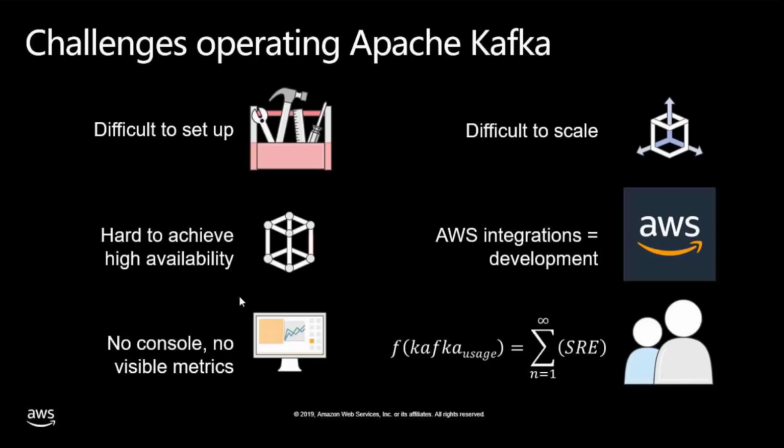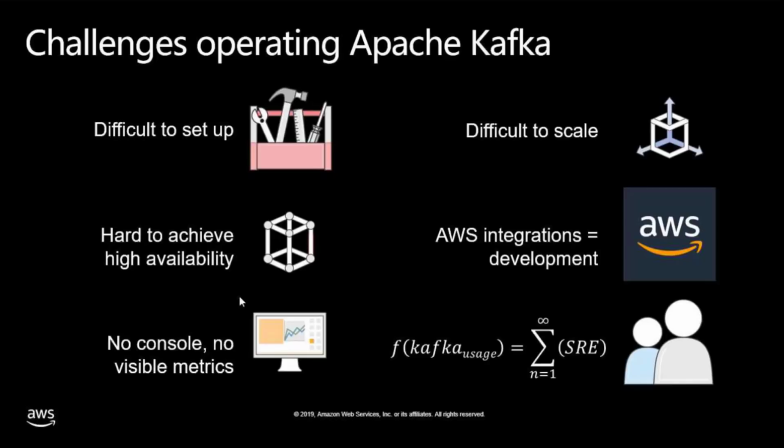It's difficult to scale, not only on the storage side, but also on the broker side. If you want to scale out a cluster, you have to add brokers to a cluster and then migrate partitions. Now that's the same with MSK for the time being, but that's something that we will be solving in the near future. Also, if you want to build in AWS integrations into your Apache Kafka cluster, your teams are going to have to develop those on their own.